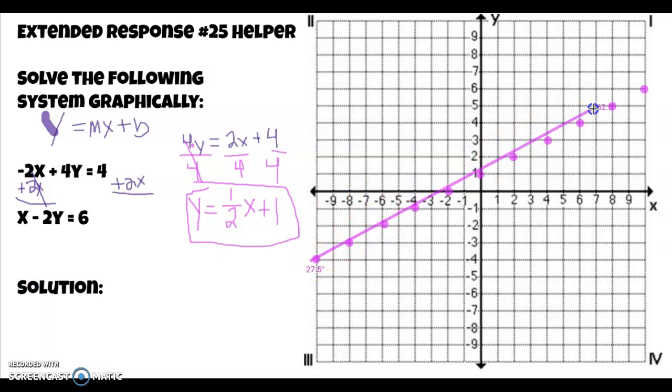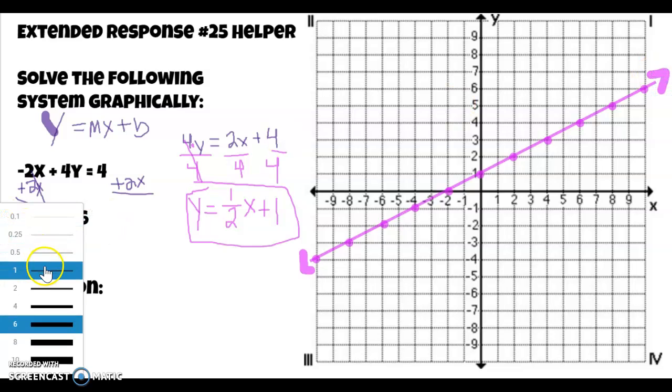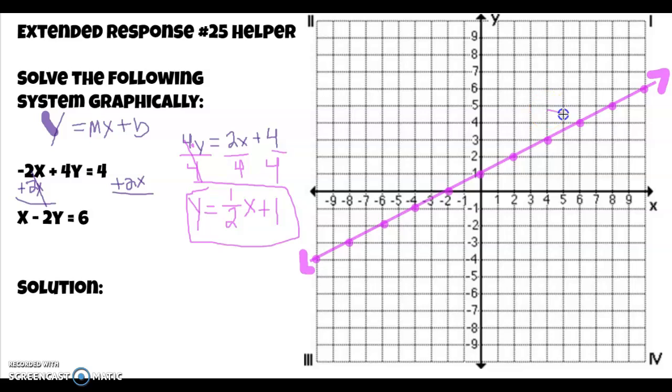Please try to remember that your line needs to go beyond your points because you also need to put arrows at the end. Then to make this final, I will put the equation right on my line. So this is y equals 1/2 x plus 1. This is what will give you full credit right here.